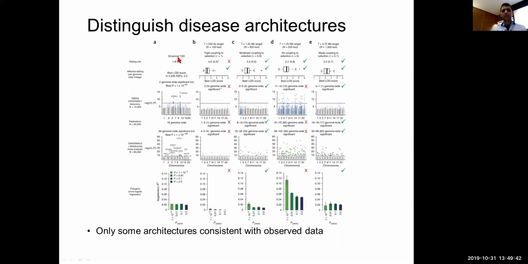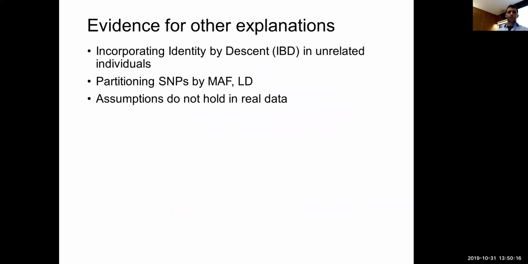And what you can see is that some of them are consistent with the data, with those you can't say anything, but other architectures are completely inconsistent with the data. They predict too many associated loci at this p-value, or they predict too strong of a distribution of effect sizes that's skewed differently than what you actually observe. So only some architectures are in fact consistent with the observed data. So you can actually start saying, well, this trait is probably not very strongly selected, and the number of loci selected is probably not very large, and so on and so forth. Okay?